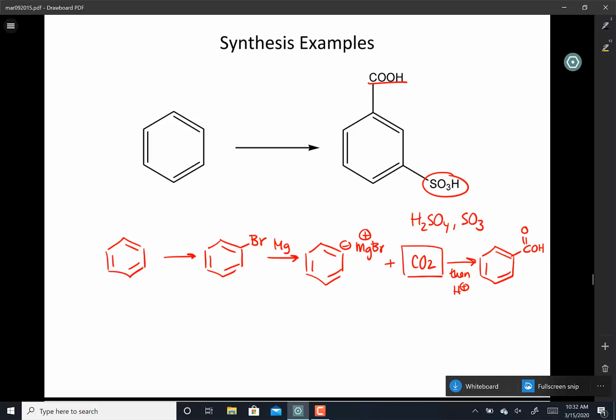One way to put a carboxylic acid group on a ring is to put a bromine on there. Oh, I forget. How did I add the bromine? Remember, Br2 and FeBr3 or AlBr3. And then magnesium to form the Grignard, and then CO2, and then H plus H2O. So that's one way to put the carboxylic acid group on the ring. There is another.